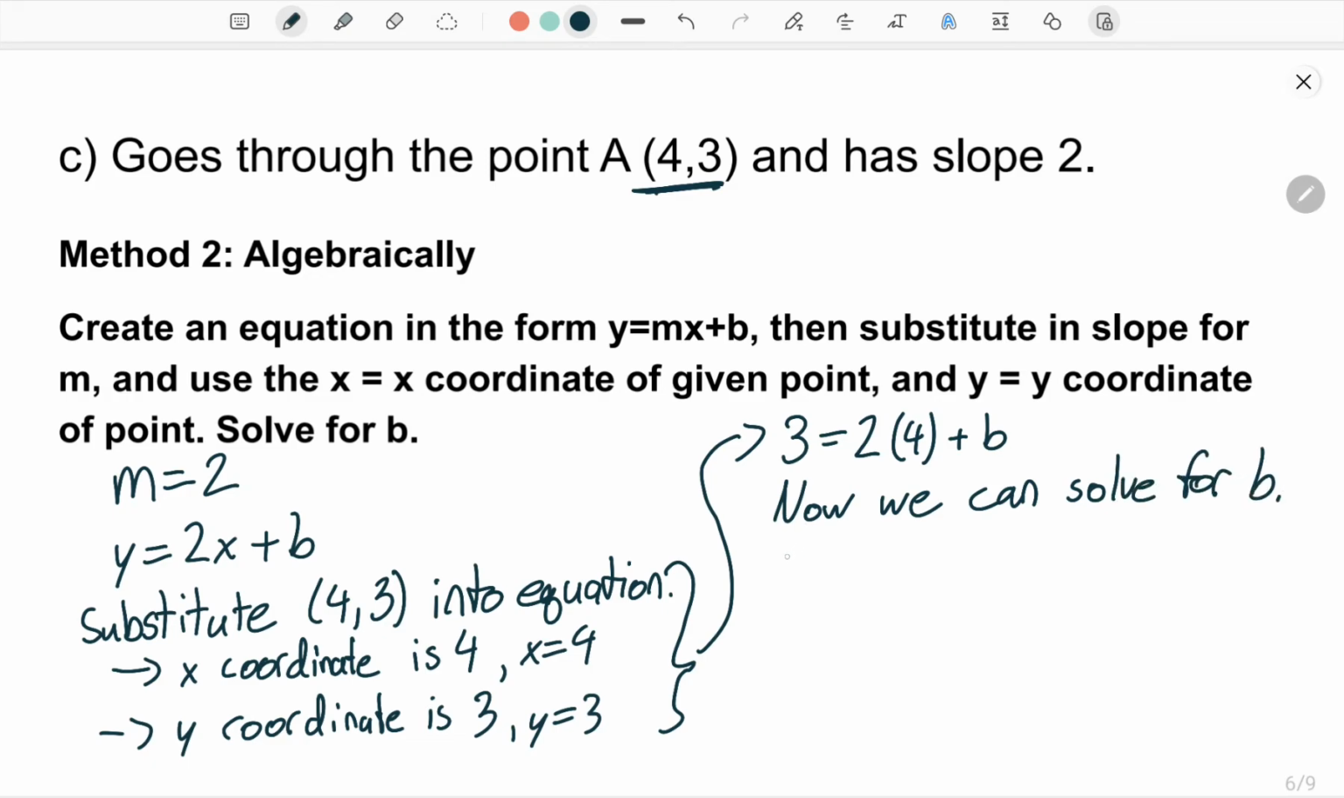Okay, so how do we solve for b? Well, let's just multiply 2 times 4 first, so 3 equals 8 plus b. And then we want to get b all by itself, so the 8 is on the same side as b. So move the 8 over by subtracting it, so minus 8. 3 minus 8 gives you negative 5. So b is equal to negative 5.